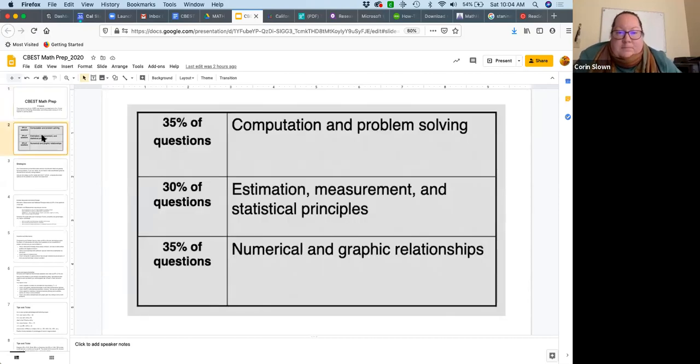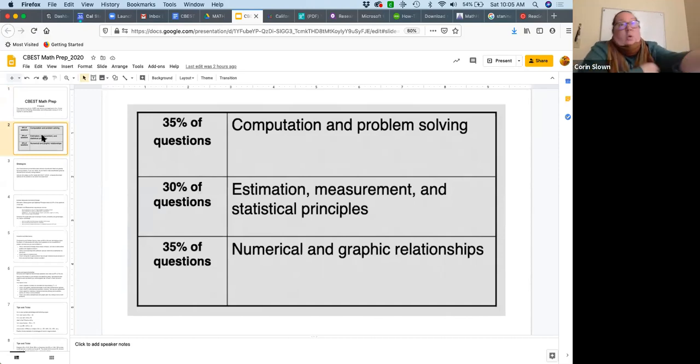There are 3 general categories that we're going to take a look at for math. We're going to look at computation and problem solving. We're going to look at estimation, measurement, and statistical principles. And then we're going to look at numerical and graphic relationships.